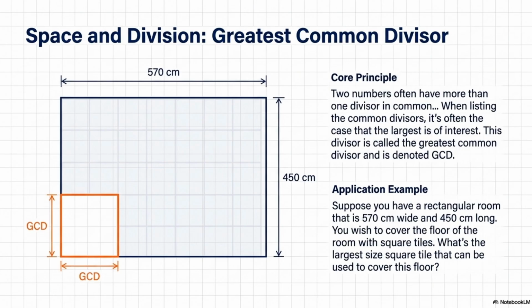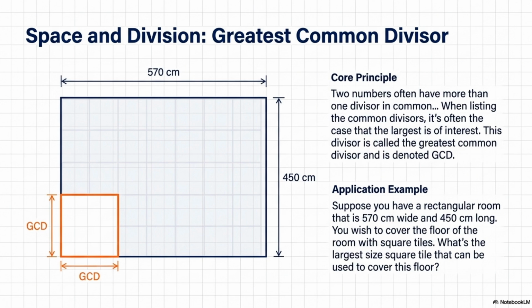Now, look at what elements they share. They both have at least one 2. They both have at least one 3. And they both have at least one 5. But they don't share the 19, so we just throw that out. Exactly. We just multiply the shared atoms together. 2 times 3 is 6. 6 times 5 is 30. The greatest common divisor is 30.